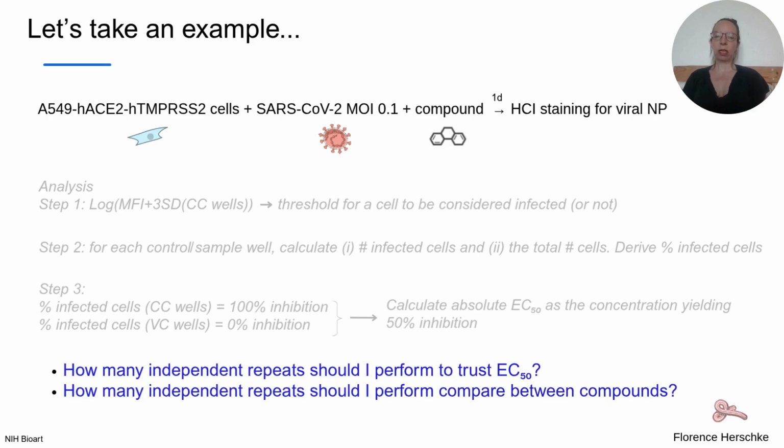The question today is how many independent repeats should I perform to trust EC50s from such an assay? And linked to that, how many independent repeats should I perform to be able to trustfully compare EC50s between compounds?